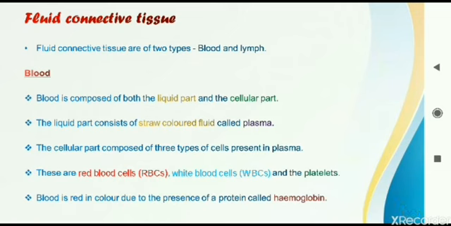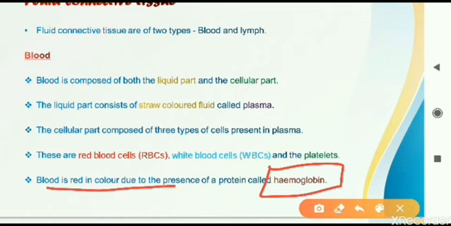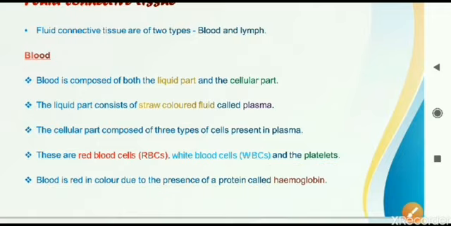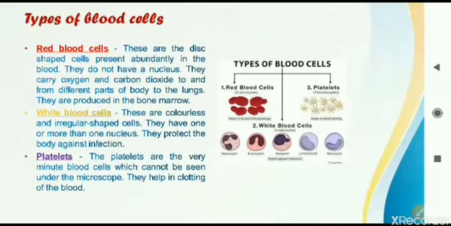Now we will see what the color of the blood is, that we all know is red. The reason for that is a special kind of protein that is present, called hemoglobin. This you have to remember. The blood is red in color because of the presence of this protein. This protein, hemoglobin, contains iron. You have to remember, hemoglobin is the pigment responsible for the red color of human blood. Now we will see these different types of blood cells in detail.